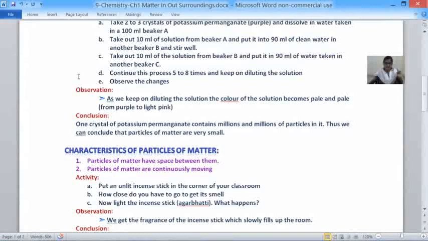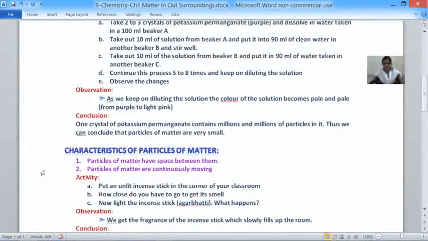From the very first activity, we have understood that the salt is dissolved in water. How is the salt getting dissolved in water? Because the particles of salt have to get into the space between the particles of water. As a result, what happens? See, the salt is dissolving in water. So it is very clear from our very first activity that particles of matter have space between them.